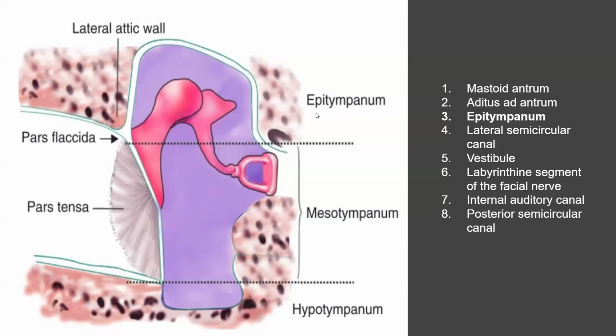The middle ear cavity is also called the tympanic cavity. So middle ear cavity is tympanic cavity. Pars flaccida and pars tensa will come into play a little bit later, but just remember right now that they describe parts of the tympanic membrane, and they will come up later in a pathology known as cholesteatoma.